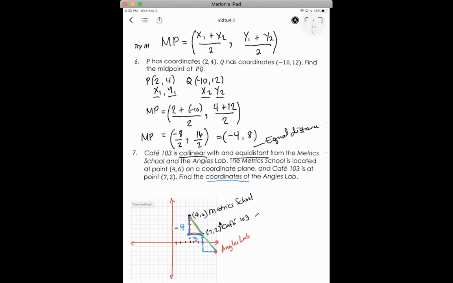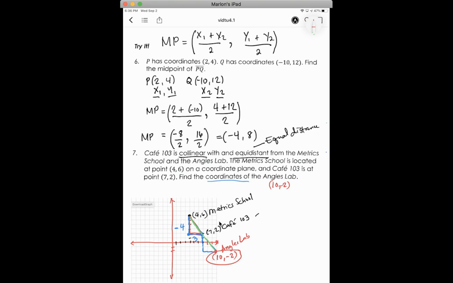So let's see. We ended up here at 7, so that's 8, 9, and 10. And then that is 1, negative 1, negative 2. So that gives you (10, -2). So this is our coordinate point, our answer for the Ingles lab, which is (10, -2).